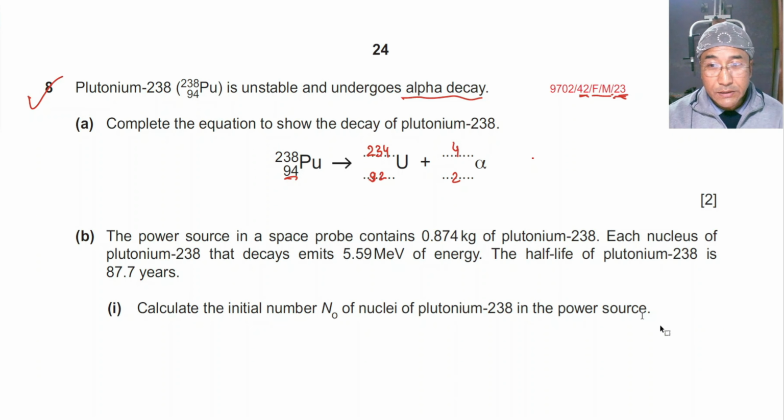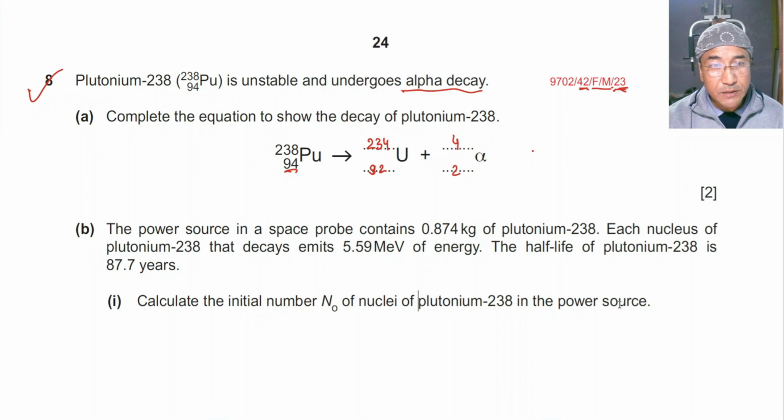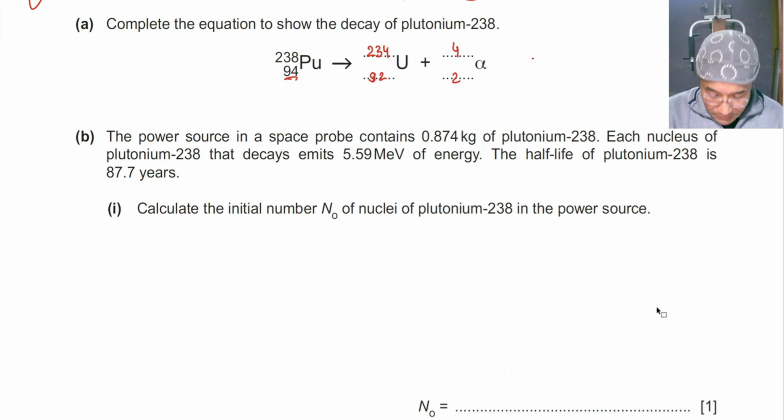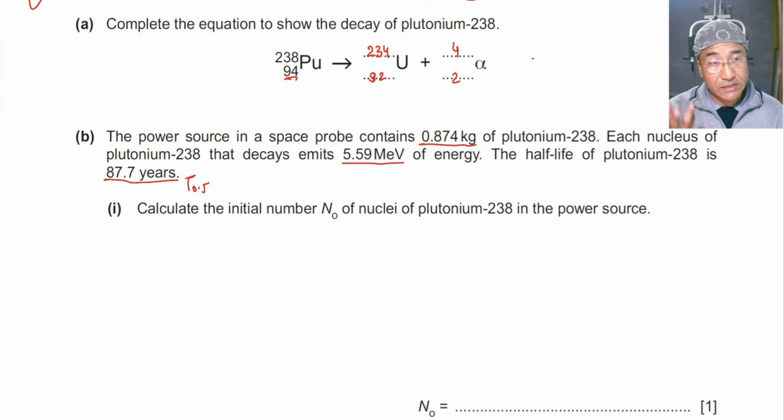Now next, a power source in a space probe contains 0.874 kg of plutonium. So this is the initial mass of plutonium. Each nucleus of plutonium that decays emits 5.59 MeV of energy. This is the energy. The half-life of plutonium is 87.7 years, so this is T 0.5. I often prefer to write T 0.5. Some people write T 1/2, but I prefer T 0.5.